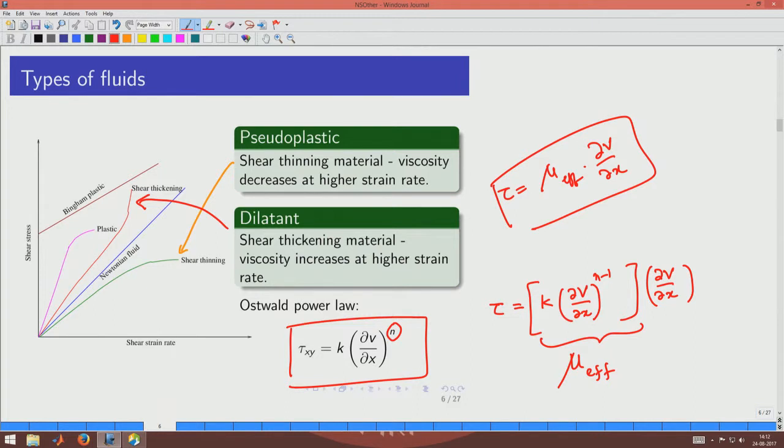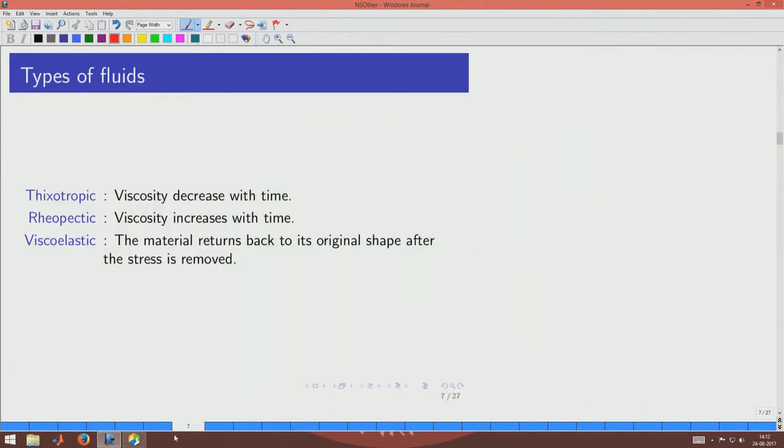So, again we are back to sort of, I would say, modified Newtonian behavior, and then you can go ahead and solve the problems, but please be warned that this is only an approximation when the deviation from Newtonian behavior is not too much. So, there are also other behaviors where it is not the strain rate that actually dictates how the viscosity is changing, but it is the time.